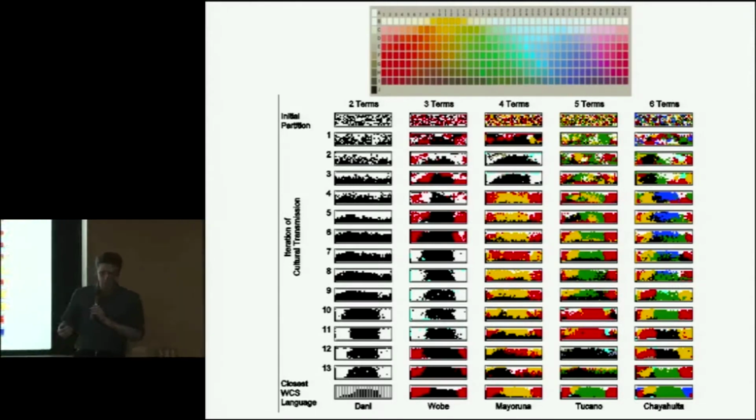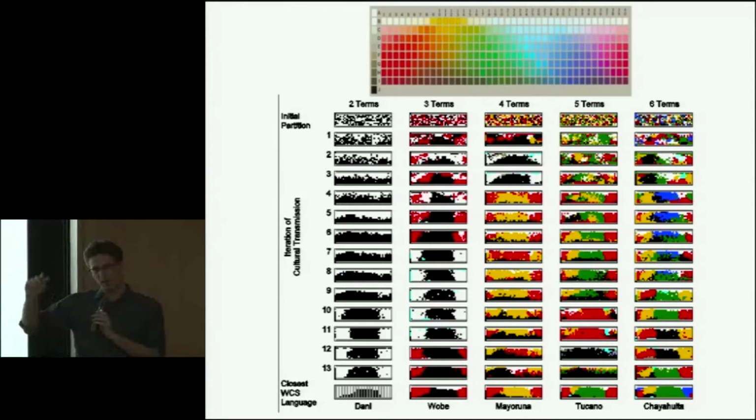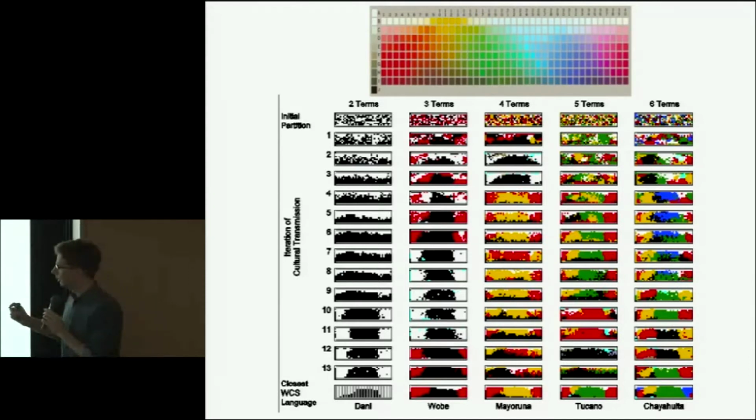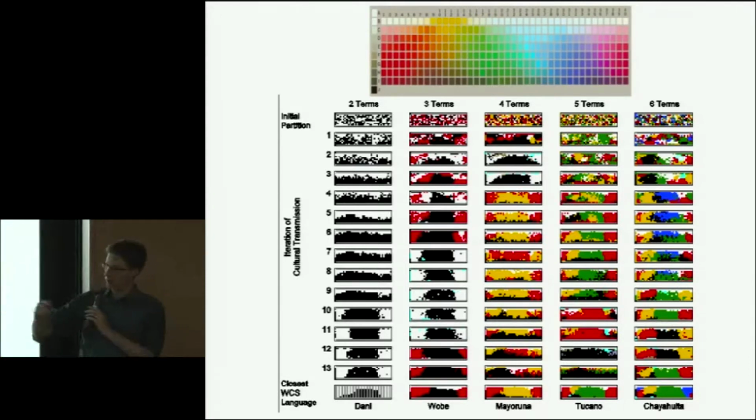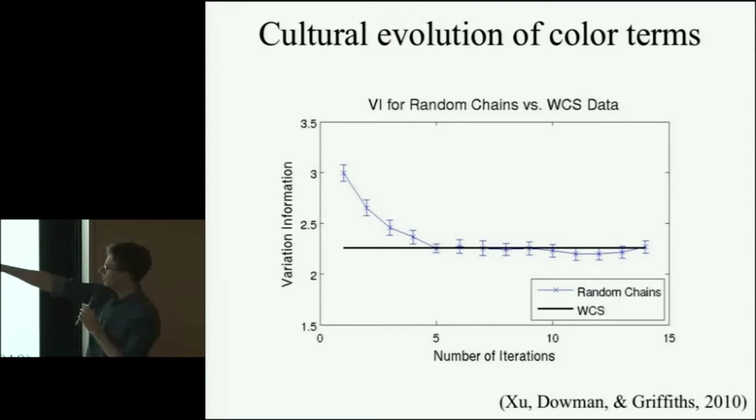So we can quantify this by measuring the distance between the systems that are produced by our speakers and systems that appear in the World Color Survey. And we do this using an information theoretic metric called the variation of information. So this is a metric where the value is larger as the distance is greater. And so what we can do is look at how that changes over time. This is showing the variation of information as a function of the number of iterations of our experiment. And basically what we find is that the distance to the World Color Survey decreases as a function of time.